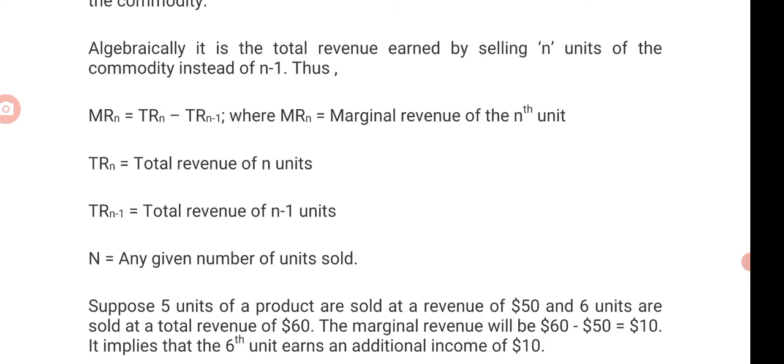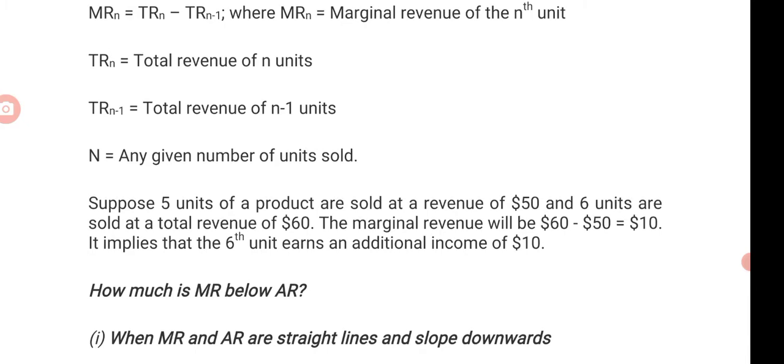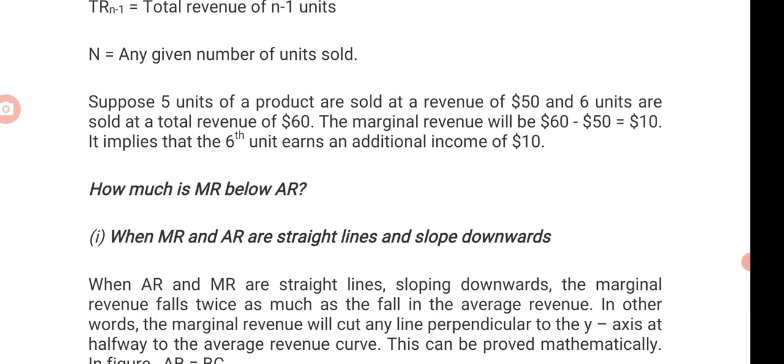TRn is the total revenue of n units, TR n minus 1 is the total revenue of n minus 1 units, and n is any given number of units sold. Suppose 5 units of a product are sold at a total revenue of $50 and 6 units are sold at a total revenue of $60. The marginal revenue will be $60 minus $50, which is equal to $10. It implies that the 6th unit earns an additional income of $10.